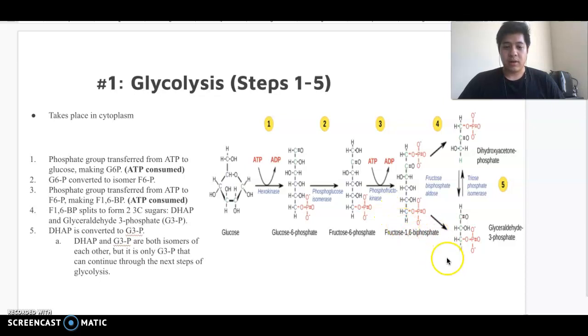In step 4, F16BP splits to form 2 3-carbon sugars, as you can see here: dihydroxyacetone phosphate, DHAP, and glyceraldehyde 3-phosphate, G3P. So from here, DHAP is going to be converted to G3P, and even though both of these molecules are isomers, it's the glyceraldehyde 3-phosphate that can continue through the next step of glycolysis.